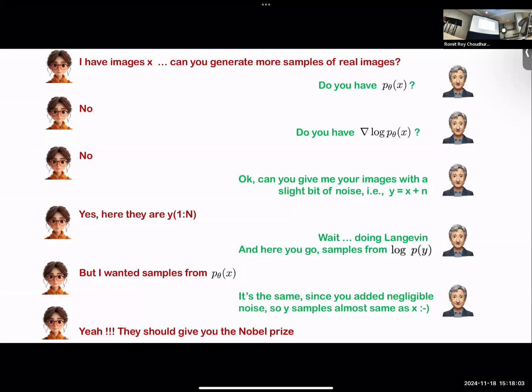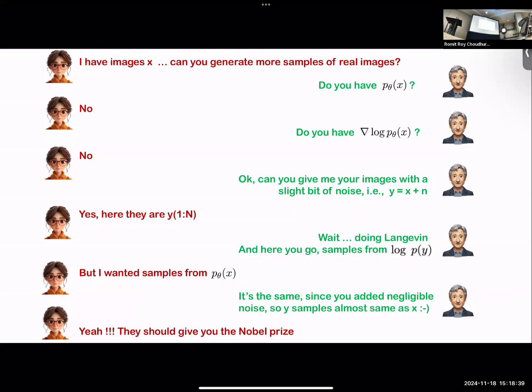I said, no, that is very easy. I have my images, I'll just sprinkle some noise in each of them and I'll give it to you. That's Y. I do that, and I give those Y1 to N to Hinton. Hinton says, wait, I'll do Langevin dynamics on it. Hinton figures out how to compute grad log Py. That's the score, and from that, it can sample.